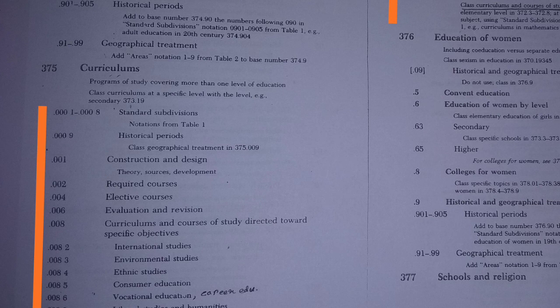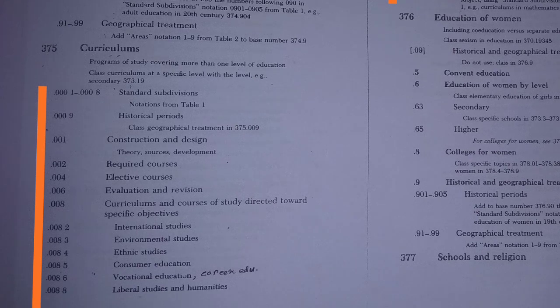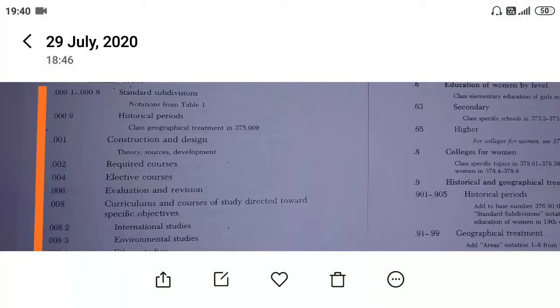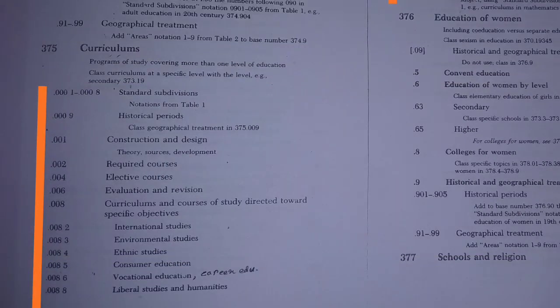Dot 0001 dash dot 0008. This is for standard subdivision. Here dot 0001 dash dot 0008 means 375.0001 dash 375.0008, okay. Likewise the second subdivision is dot 0009, equal to historical periodical. The full notation will be 375.0009, okay. These are all the subdivisions of the 375.